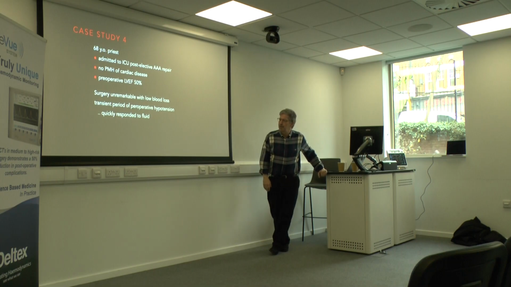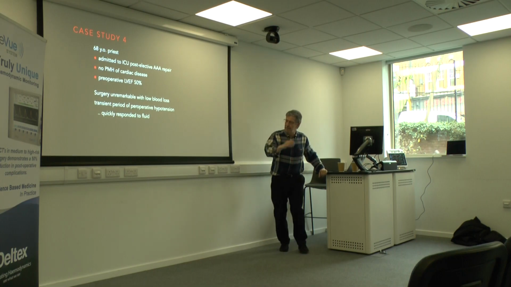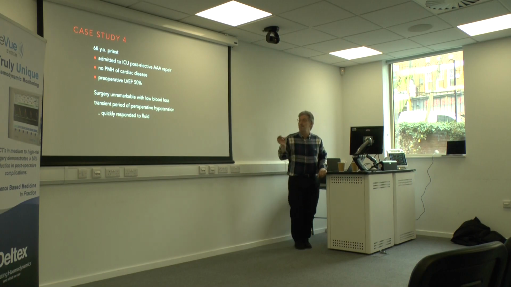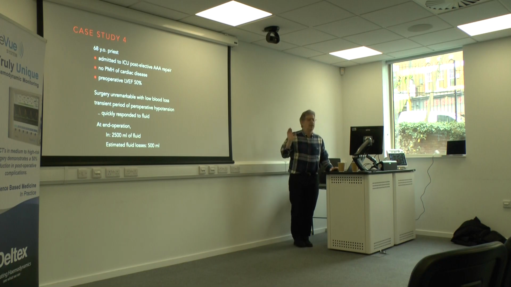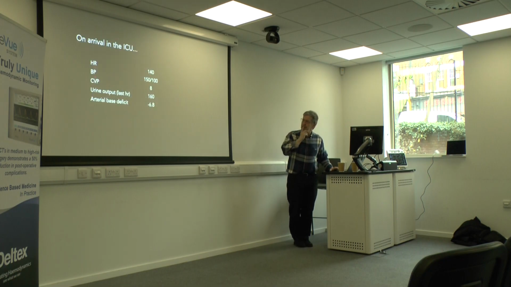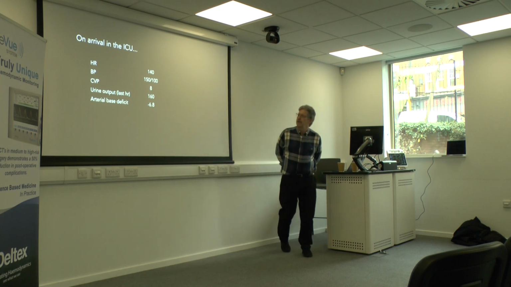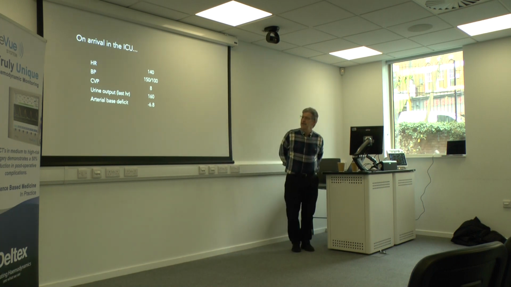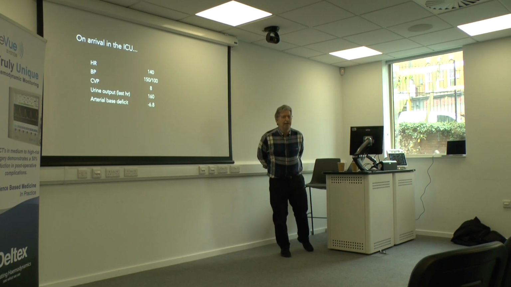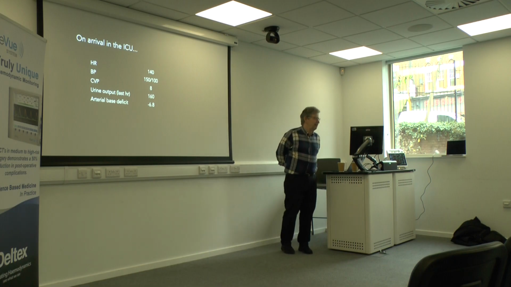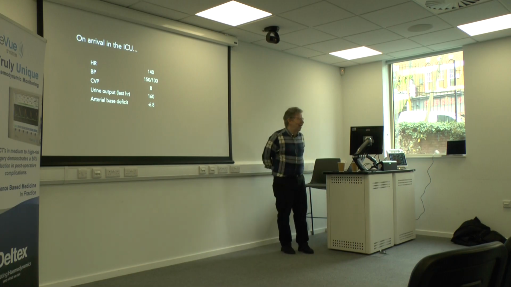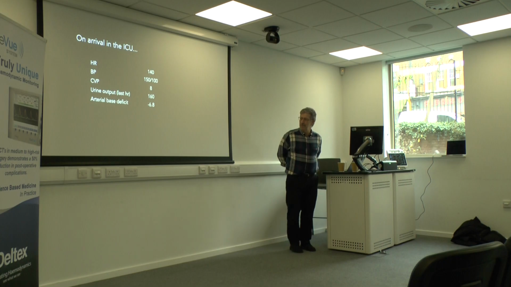There wasn't a huge amount of blood loss. He did drop his blood pressure at one point in the operation. They quickly responded to fluid, and at the end of the op, he was 2 litres positive. Okay. And when he got to the ICU, these were the numbers. He was tachycardic, blood pressure was 150 over 100, the CVP was 8. He was peeing well. There's nothing on the chart of him having had furosemide, but he was peeing well, and he was acidotic.